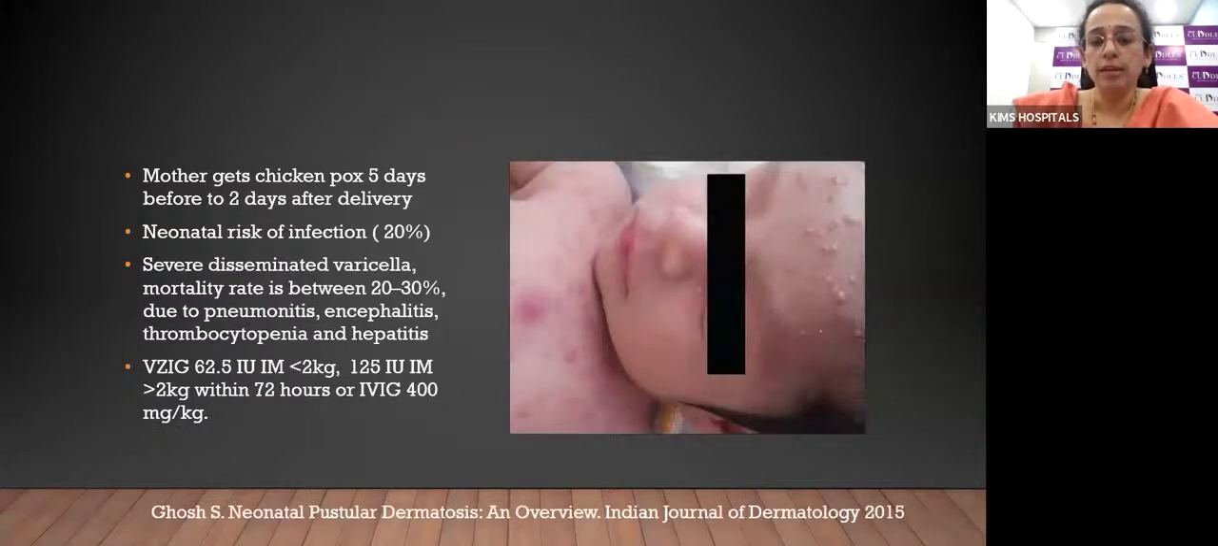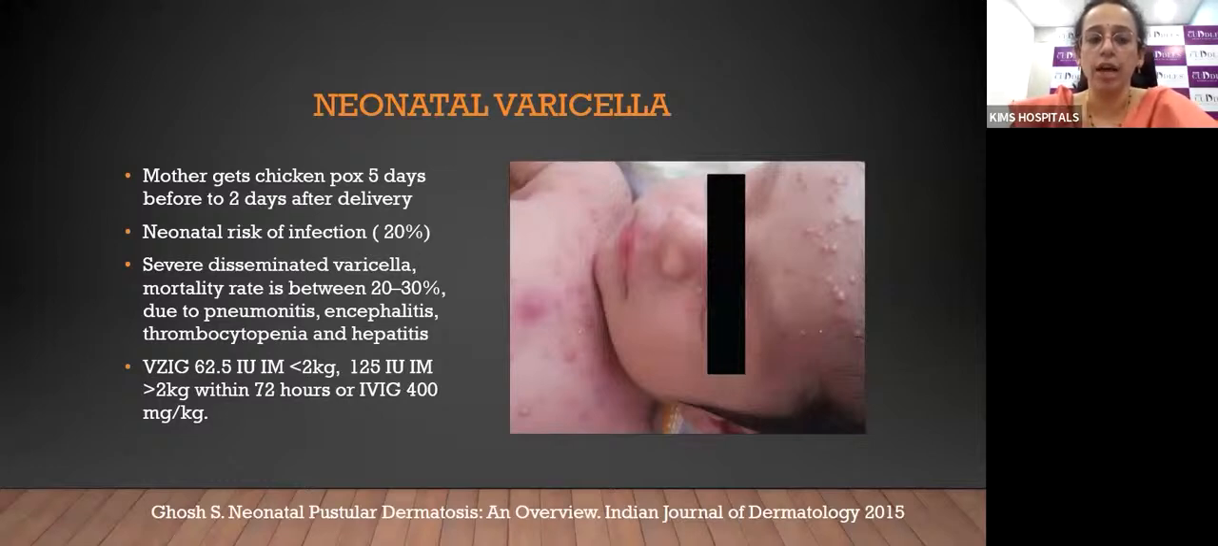So here we can see vesicles over the skin of the baby. This is neonatal varicella. The baby will be at high risk if the mother gets a chickenpox infection from 5 days before to 2 days after delivery. The baby will have a 20% chance of getting neonatal varicella. So we should isolate the mother and also the baby. The baby is also susceptible to severe disseminated varicella, which has a high mortality rate of 20 to 30%, due to pneumonitis, encephalitis, thrombocytopenia, and hepatitis.